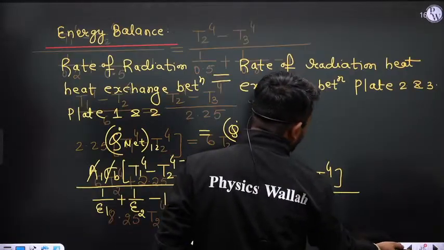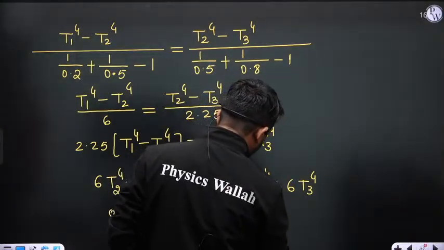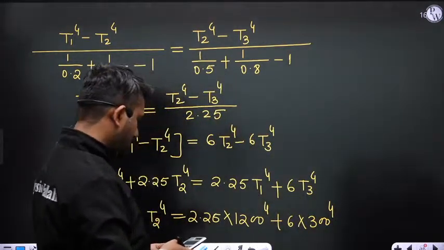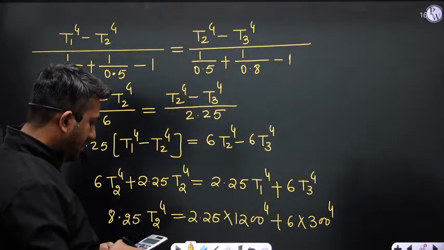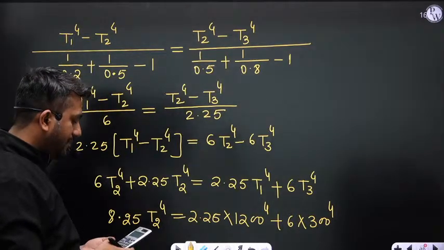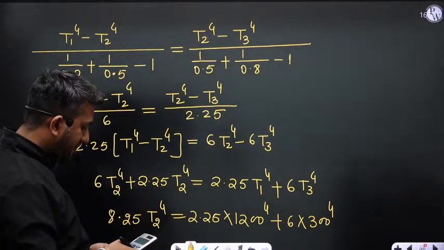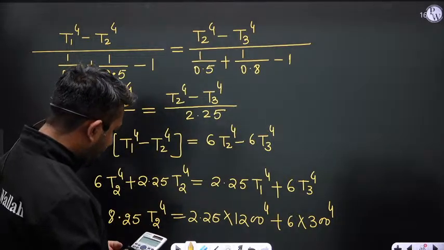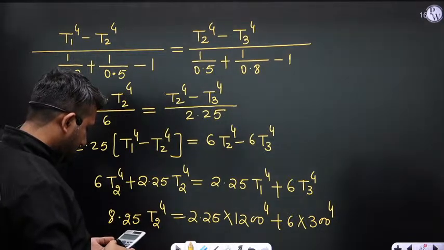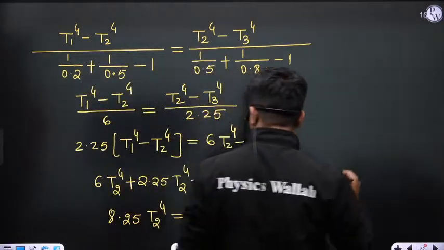into T1, which is given as 1200, and T3 is 300. So 2.25 into 1200 to the power 4 plus 6 into 300 to the power 4, divided by 8.25, to the power 1 by 4. It comes 869.